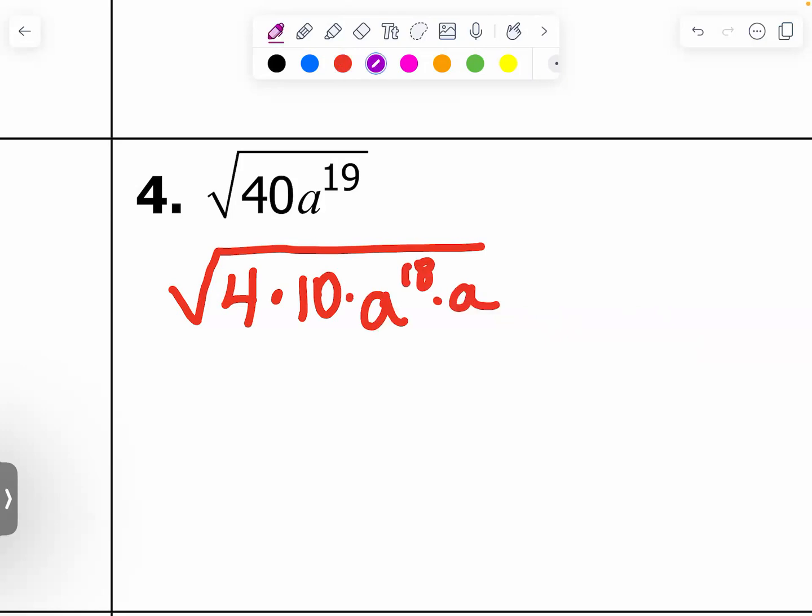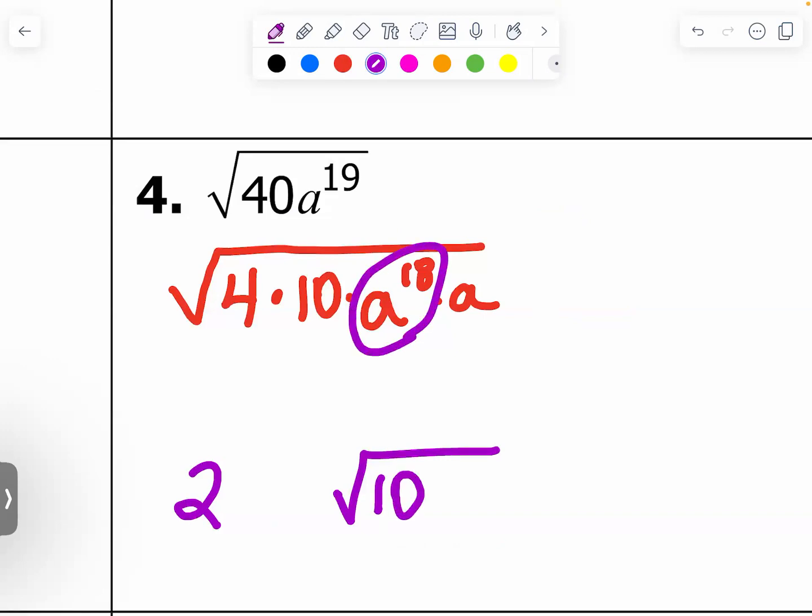Okay. So this is what's going to happen. What's the square root of 4? 2. And then 10 has to stay under the radical. What's the square root of a to the 18th? A to the 9th. And then that leftover a has to stay under the radical with the 10. 18 square root of 9? No. A to the 18th means I have 18 a's, which means I have 9 pairs.